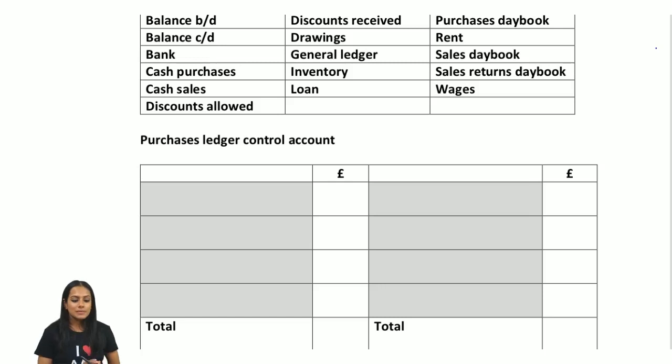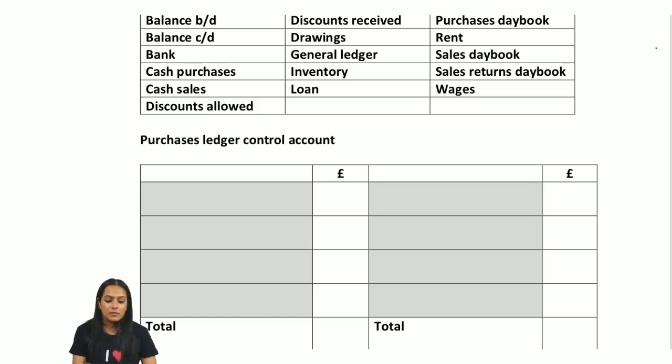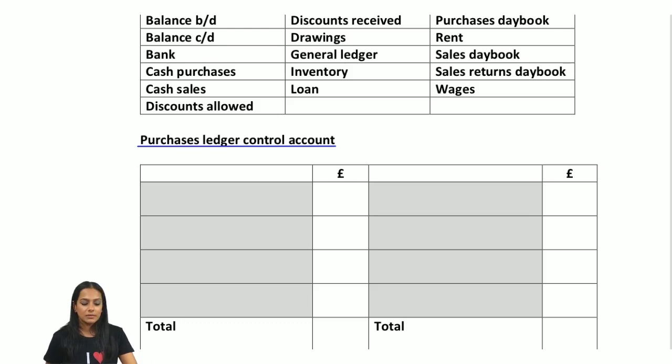Okay, so your missing figure is discounts received. But the examiner is asking us to fill in the items from the purchaser's ledger control account. The purchaser's ledger control account represents liabilities, the amounts due to your supplier. So we need to build this T account, and the examiner will also be testing us, are we able to balance such accounts and find the missing figure for discounts received?